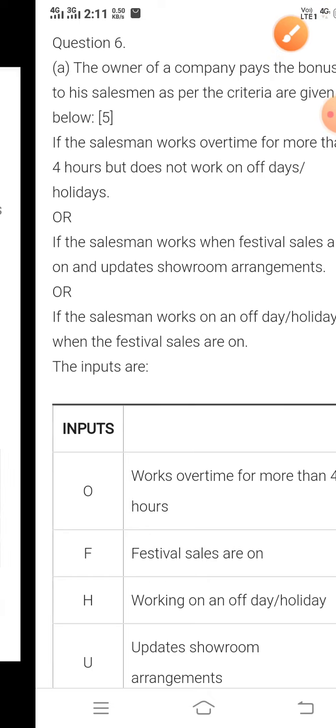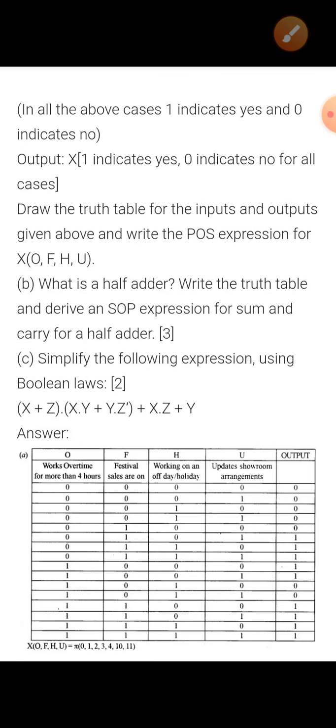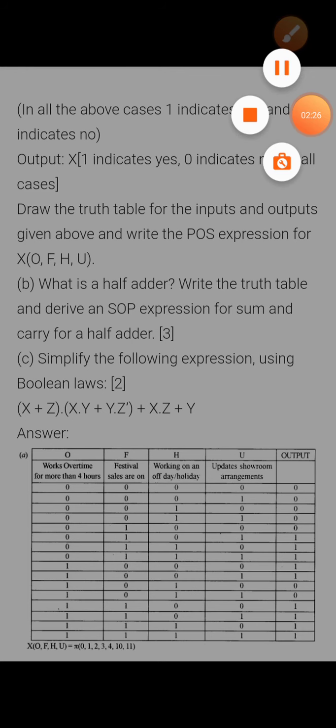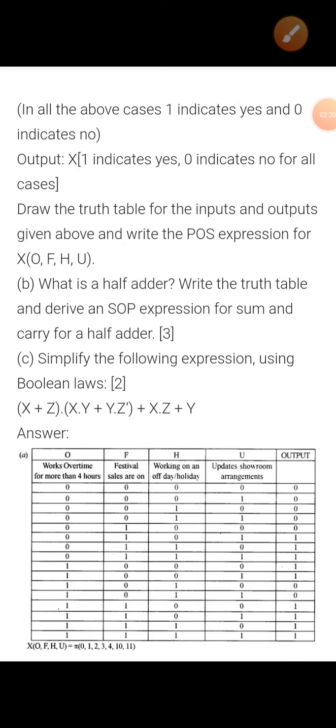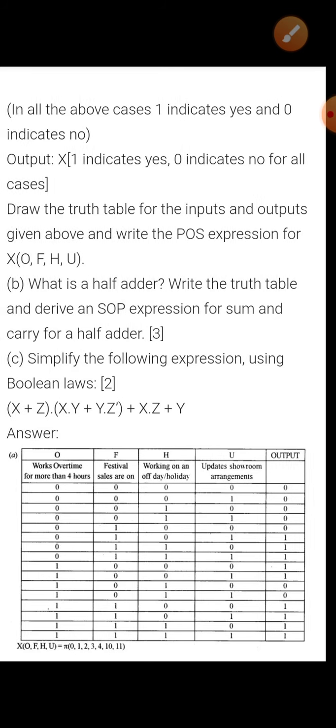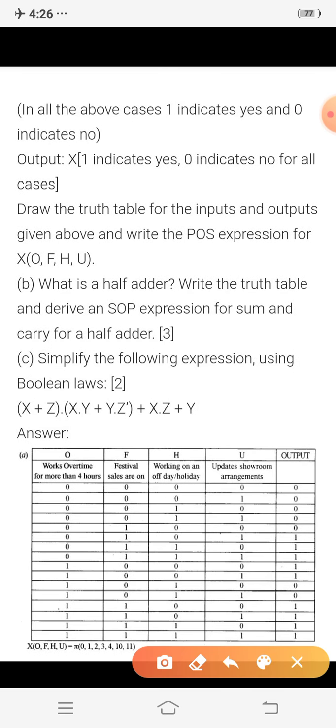So here I have provided the truth table also. You can check. The question is to draw the truth table for the input and output and write the POS expression. Here it is given that you have to make the POS expression. And this question you need not do because this is in the second chapter, so we will discuss it later on. We have already discussed it in 11th standard also, but now we will discuss one more time in the upcoming videos, so leave it.